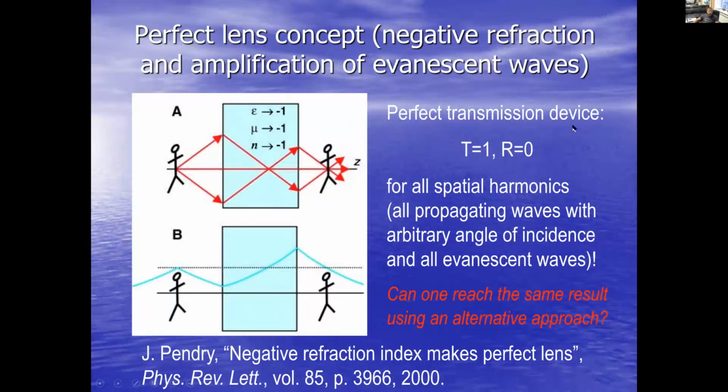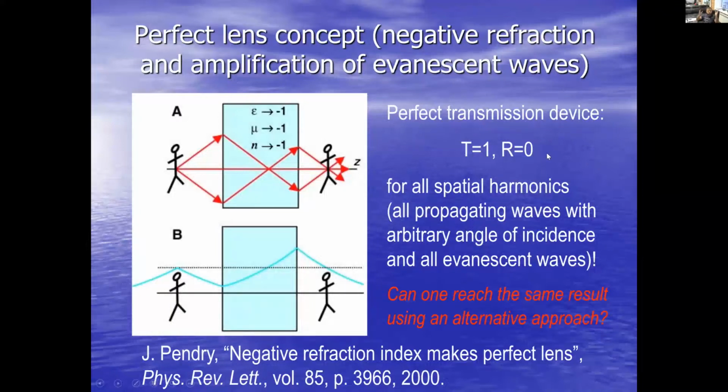we will try to make this perfect transmission device using alternative ways. But what is a perfect transmission device? For arbitrary waves coming from one side to this device with arbitrary angle, they're passing through without any changes. So it means the transmission coefficient through the device is equal to 1, and also important to have no reflection at all. So for any angle of incidence, transmission is 1, reflection is 0.